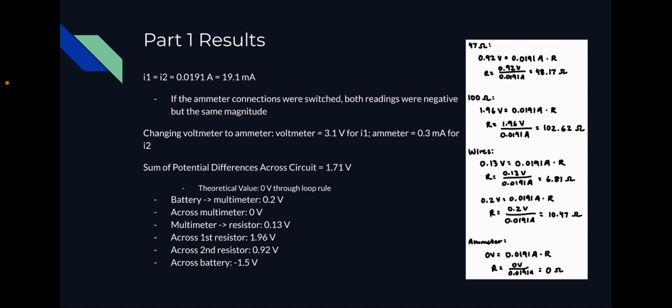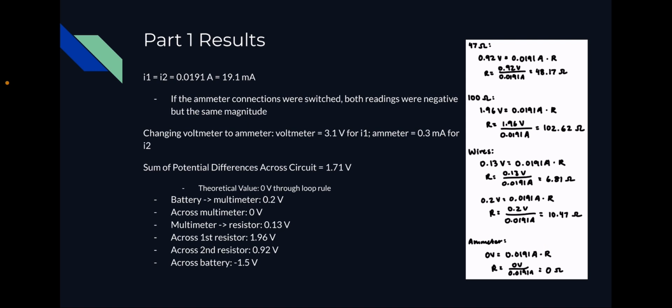And this is likely because the voltmeter had a much greater resistance than the ammeter, so it decreased the current severely throughout, or as it changed. And then we found the sum of the potential differences across the circuit to be 1.71 volts, although the theoretical value should be 0 volts through the loop rule, so this could be due to errors that I'll discuss later.